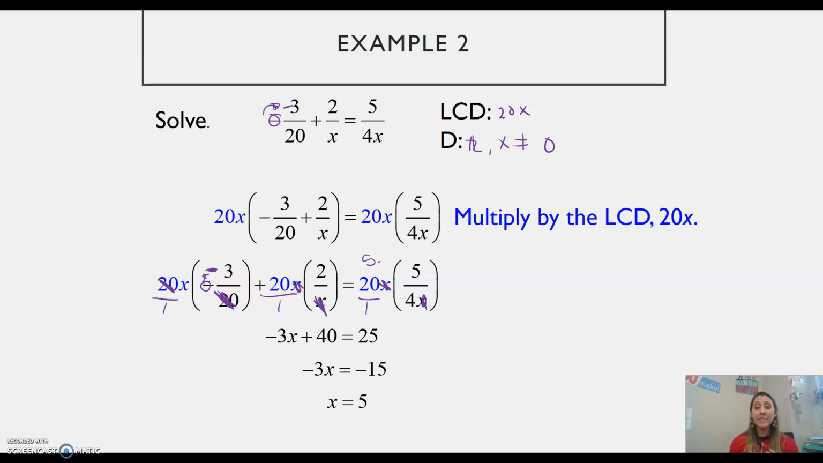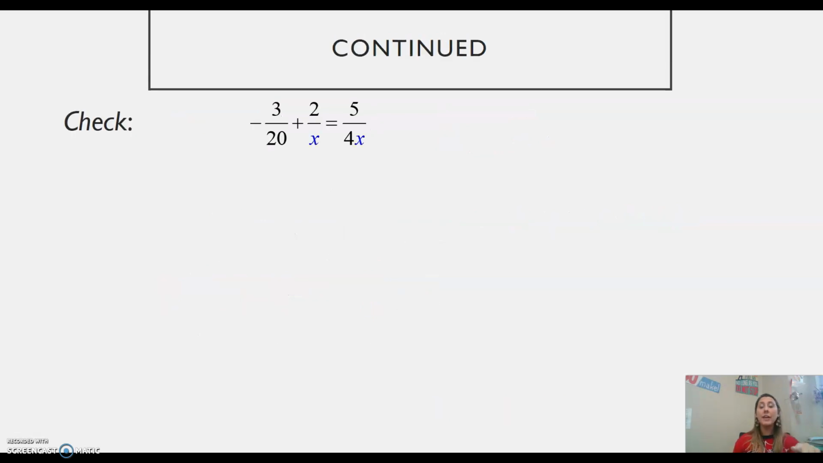All right, x equals 5. So now the last thing I have to do is check my answer. So that's a proposed solution. It could be a solution, and it might not be. So everywhere I see an x, I'm going to replace it with a 5. I have to have a common denominator of 20, so I'm going to need to multiply top and bottom right here by 4 so that I can get 20.